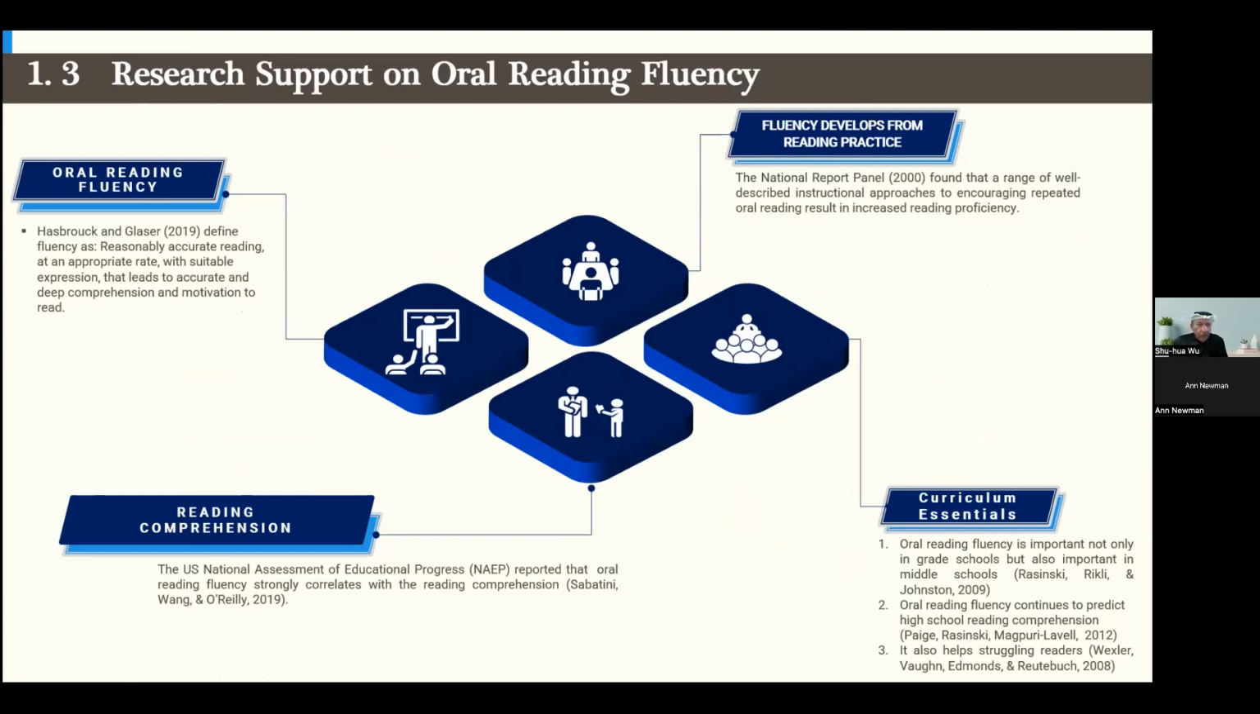Hasbrook and Glaser, 2019, define fluency as reasonably accurate reading at an appropriate rate with suitable expression that leads to accurate and deep comprehension and motivation to read.